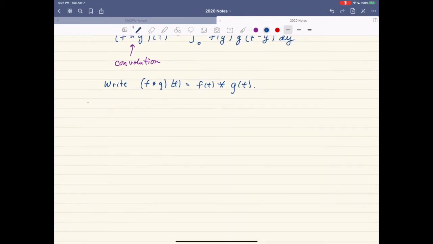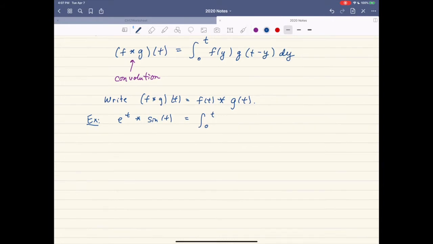So just by way of introduction here, let's talk about a quick example. If I were to take e to the t and convolve that with sine of t, what we would get, just by the definition, would be the integral of e to the y times sine of t minus y dy. This is not a nice integral, so I'm not going to actually evaluate this, but this is just what the definition is, right? This is just some function of t that happens to be what the convolution of e to the t and sine of t is defined as.